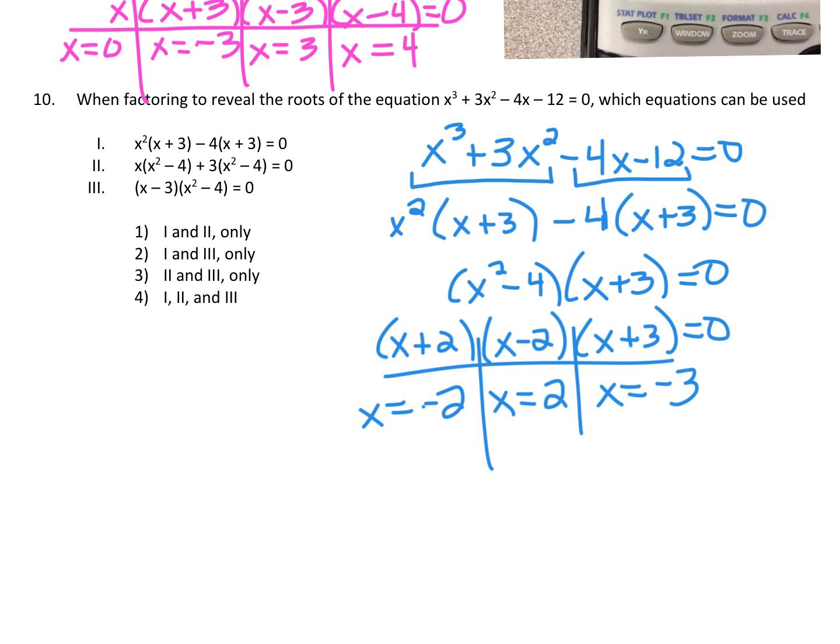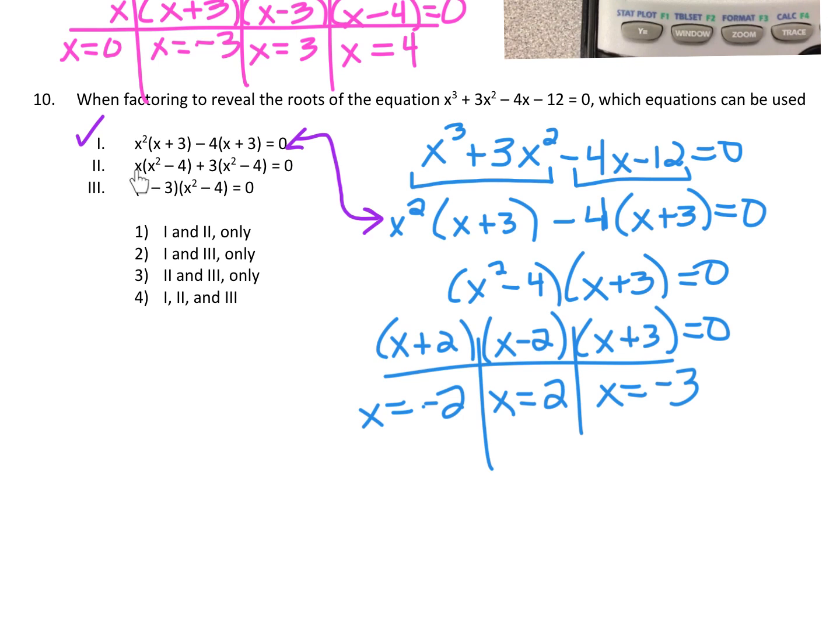Well, if you look here, I'm going to actually use a different color to match this up. Doesn't equation 1 match up exactly with this step right here? Doesn't this say the same exact thing as equation 1? So equation 1 can definitely be used. I'll put a little check mark next to equation 1.